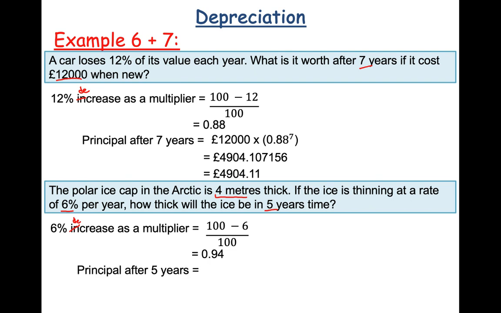0.94. So your principal after 5 years, remember your principal is 4 meters, so it's 4 times by 0.94 to the power of 5, which gives you a value of 2.93561609. We're going to round it to 2 decimal places, so we end up with 2.94 meters. So that's how thick your ice is going to be in the Arctic after 5 years if it was originally 4 meters thick. So pause this video if you need to copy these two down.